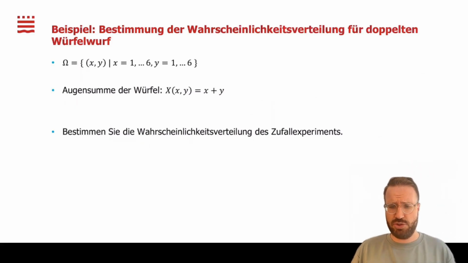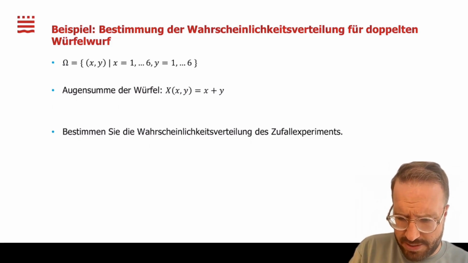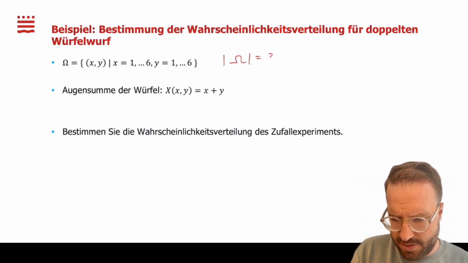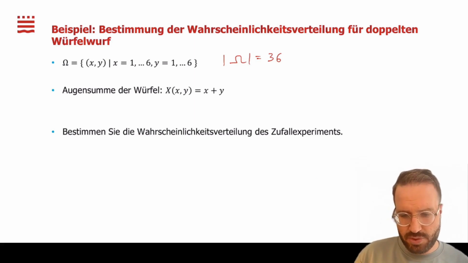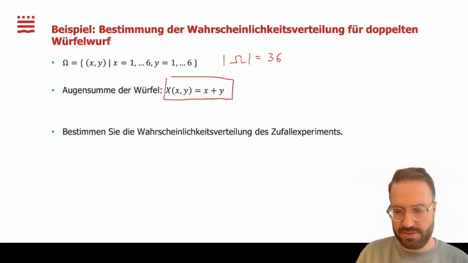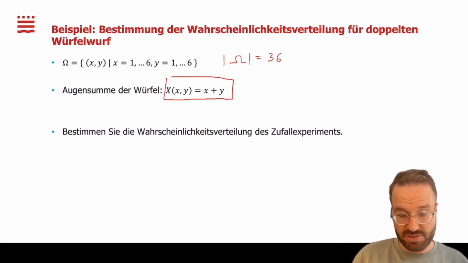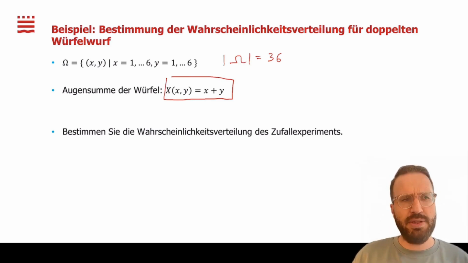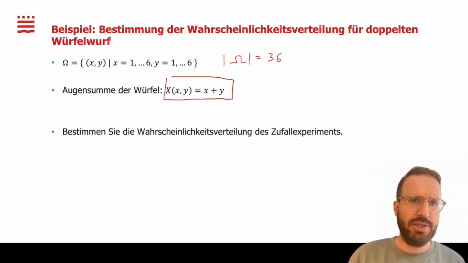So we want to look at the probability distribution for the double dice throw, and for that we have our omega again, which consists of these tuples. We have also seen that omega consists of 36 elements. And we have our random variable x, which is nothing other than the sum of the two numbers. Now we need to determine the probability distribution of this random experiment. And for that, let's first consider whether this is a continuous or discrete random variable.